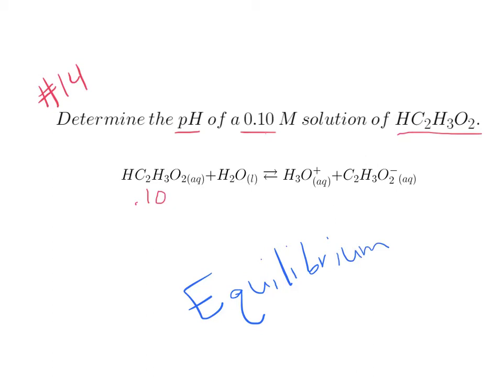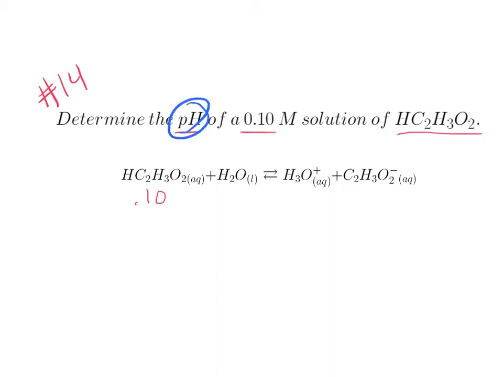All right, equilibrium, which means that the forward reaction and the reverse reaction are happening at the same time and at the same rate. So, in order to find the pH of my solution, I need the H3O+ at equilibrium. And I have the H3O+ initially, so I can set up an ICE box.